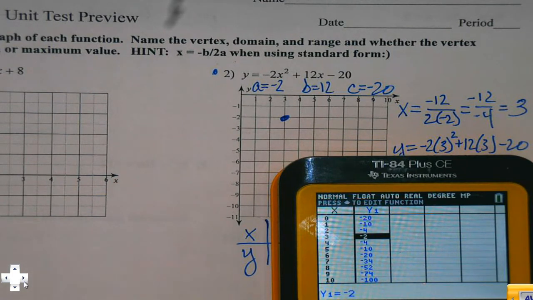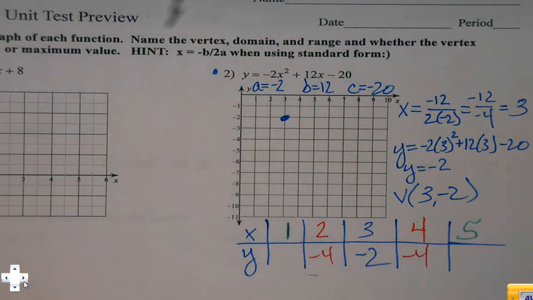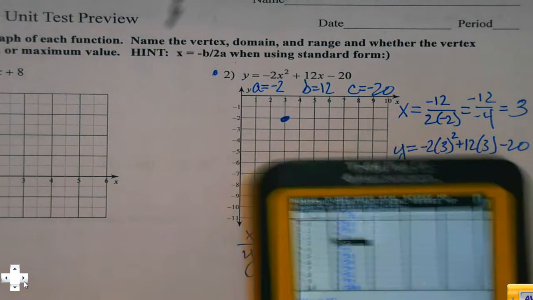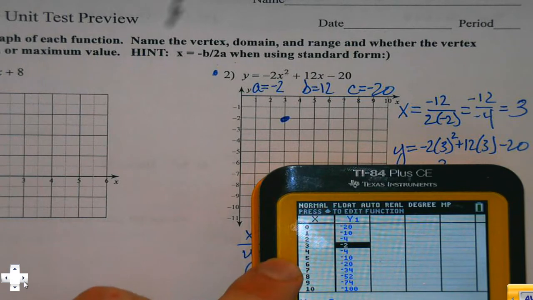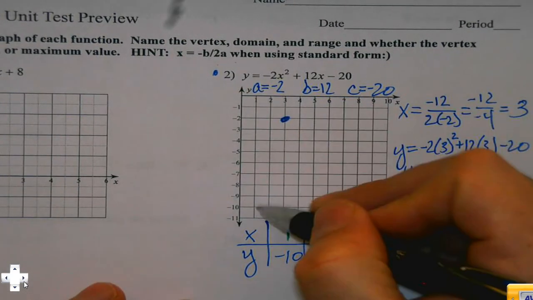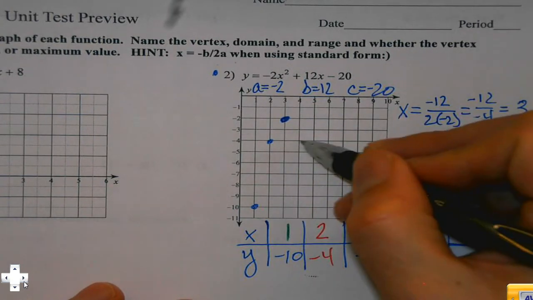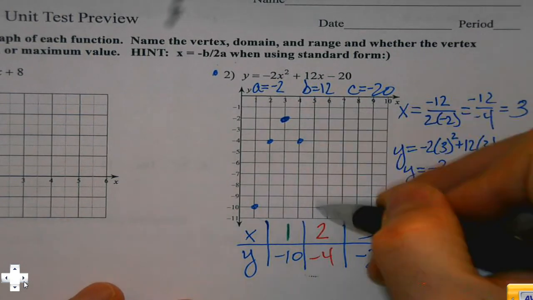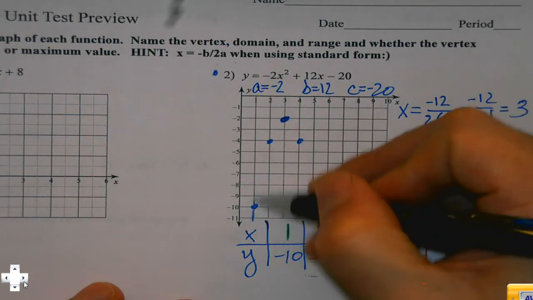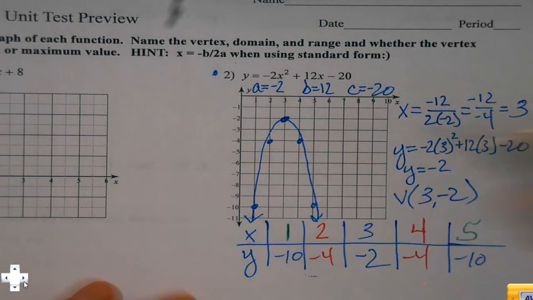Now I can fill in the other values. I notice at 2 and 4, the y value is negative 4, and at 1 and 5, the y value is negative 10. Which is good, because I should see symmetry. So once I have those, I can go ahead and plot my graph.